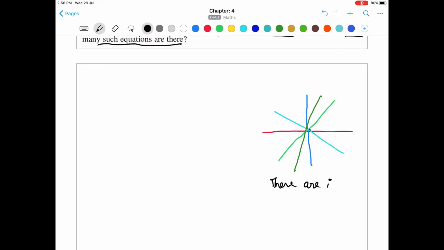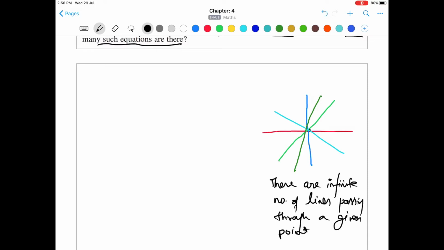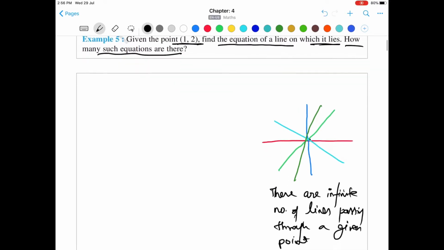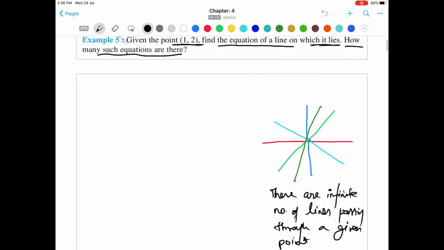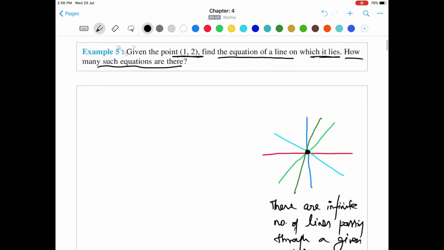There are infinite number of lines passing through a given point. That means we can find an infinite number of equations on which this point is lying. So let's start with this given point.